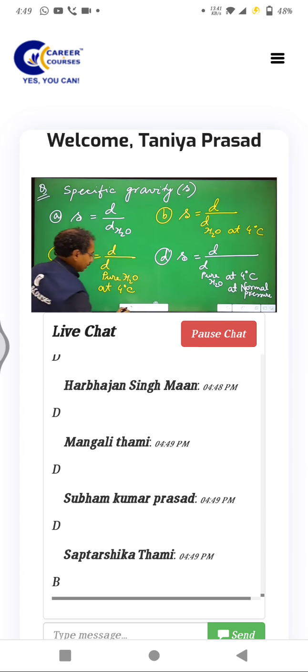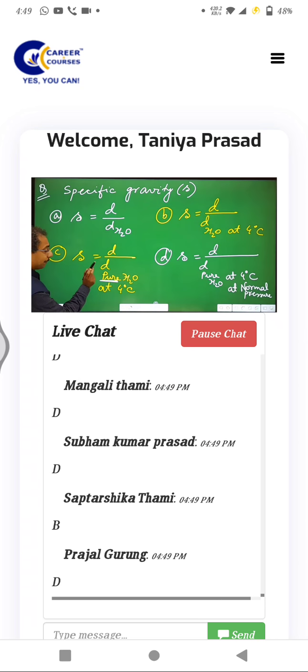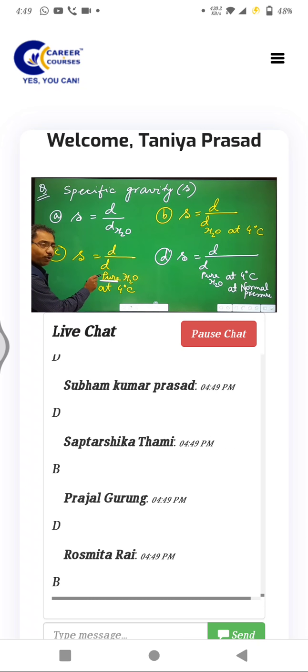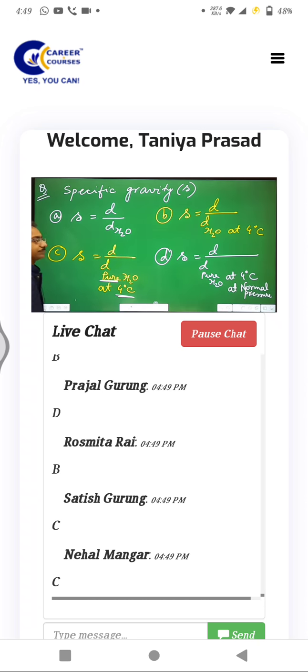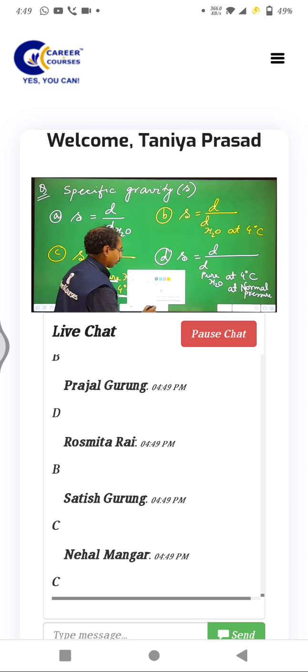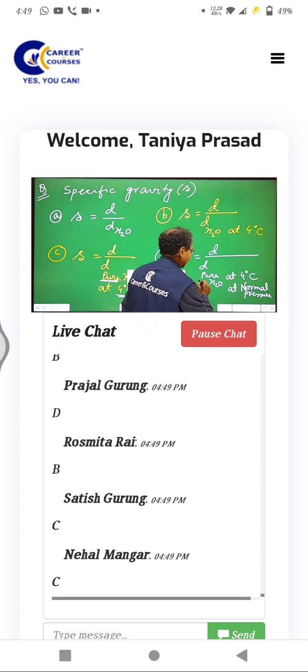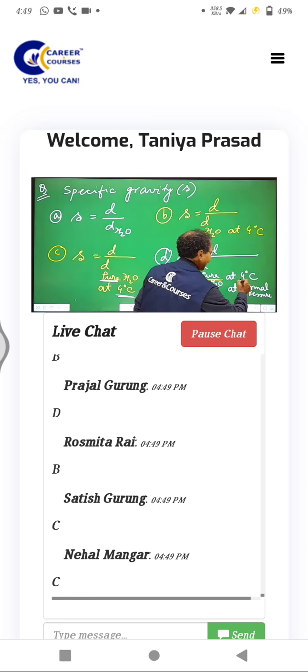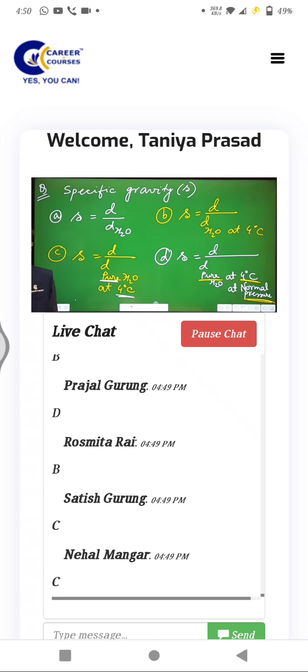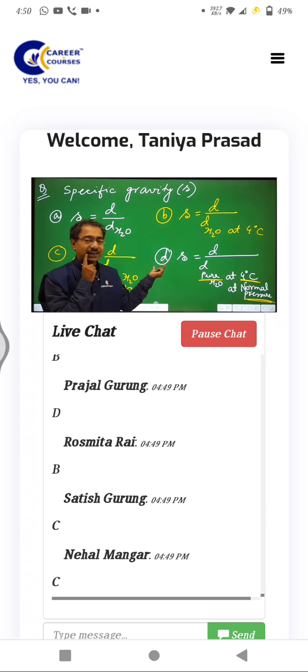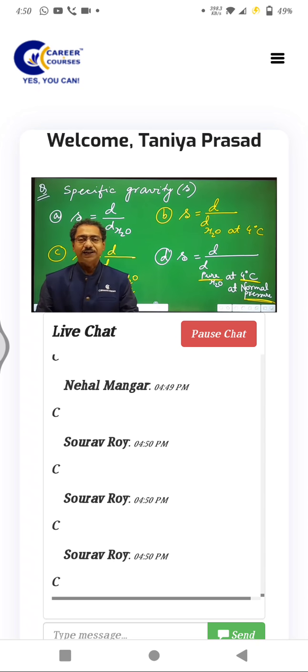In option C, 2 conditions are there. Here it is given, it is a ratio of density of the body and density of pure water at 4 degrees Celsius. And in option D, so many conditions have come. It is a ratio of density of the body with density of pure water at 4 degrees Celsius and at normal pressure. So 3 conditions are there. Most of you have chosen option D as correct, and some of you have told option B is correct. Let's see.